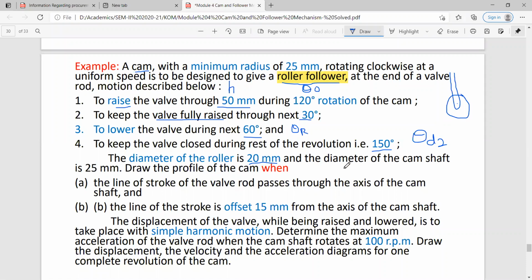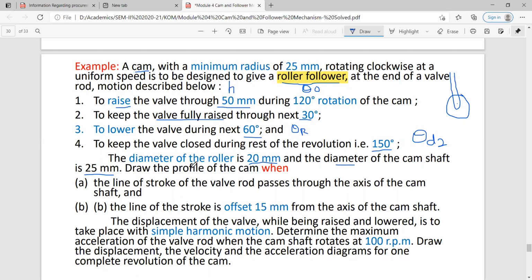And the diameter of the camshaft is 25 mm. Sometimes this camshaft diameter is the same as the minimum radius of the cam. Suppose the minimum radius of the cam is not given and the camshaft diameter is given, you can take that. Sorry, in this case it is not equal. Camshaft diameter is 25 mm, meaning its radius will be 12.5 mm.